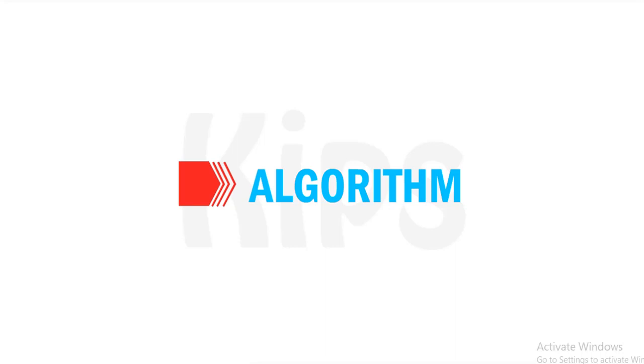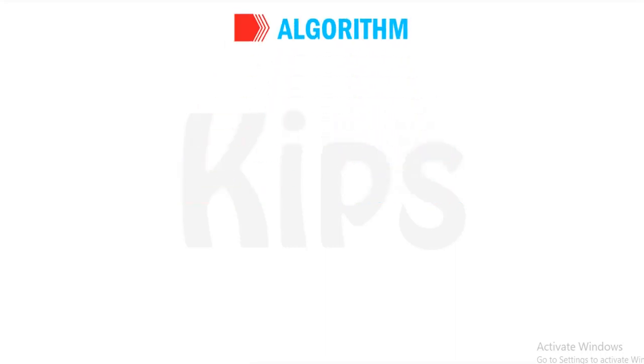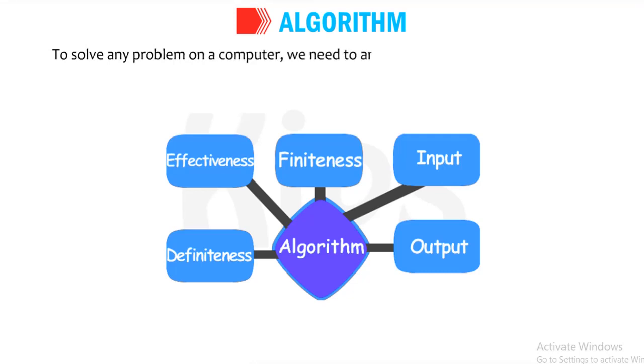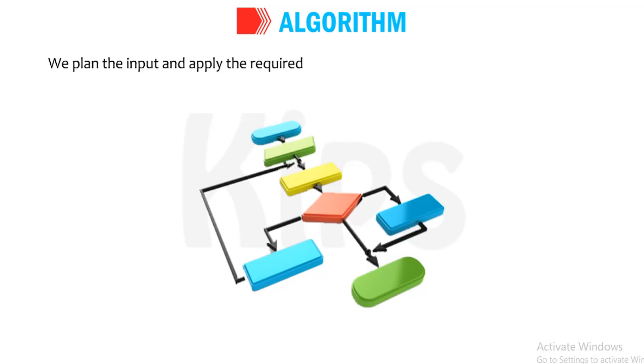Algorithm. Let us see what an algorithm is and its rules. To solve any problem on a computer, we need to analyze and understand the nature of the problem. We plan the input and apply the required method step by step to get the desired result. The main point is step by step and the desired result.